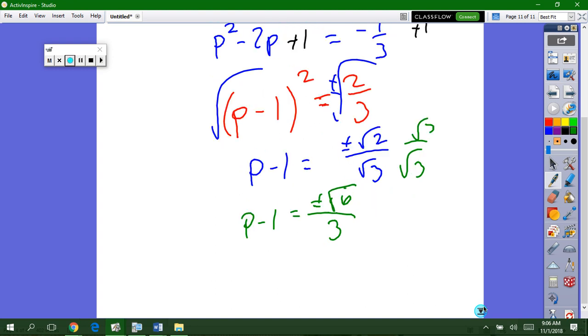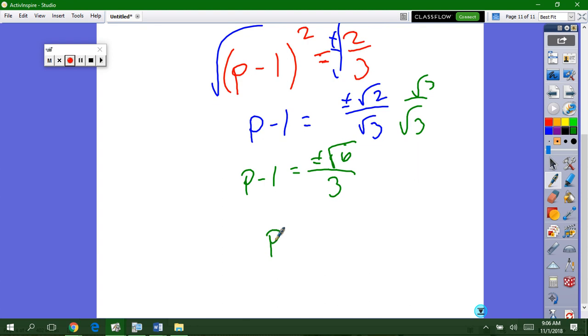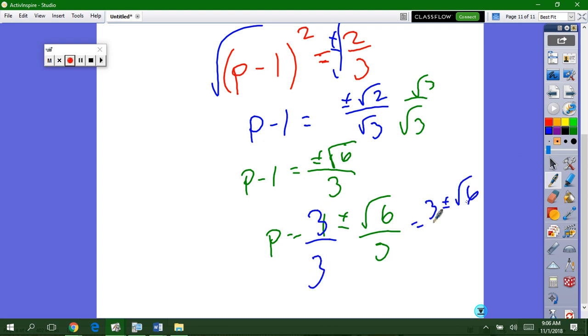How do I get that 1 over? Add it. Get a common denominator. Hence 3 plus or minus root 6 over 3. Same result, right? Completing the square and the quadratic formula will work for every single situation. Okay? You will be able to solve that anytime.